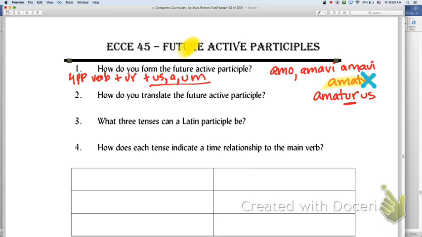Okay. How do you translate the future active participle? You translate it as about to, going to, my favorite one, fixing to. About to verb.